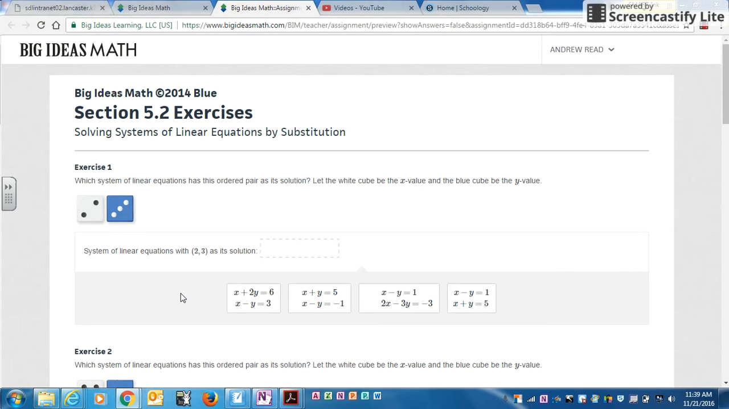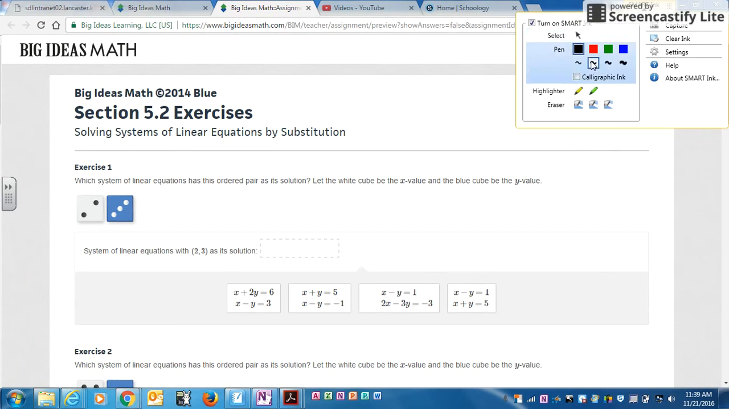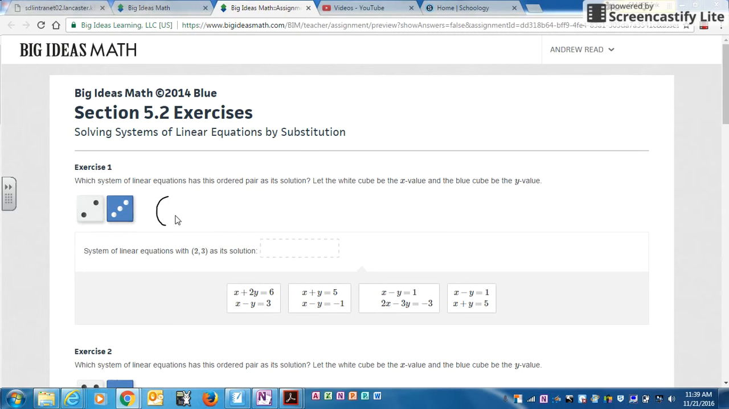Okay, so this is section 5.2, solving systems of linear equations by substitution. This is the set of problems where I gave you 9 different problems to do. These first 3 with the dice is substitution because they're giving you the answer. They're giving you a coordinate pair, and they're asking you to find out which system of equations this solves. So you're going to take these and plug them in or substitute them in to the equations to see which one it works. So I'm going to do exercise 1 really quick.